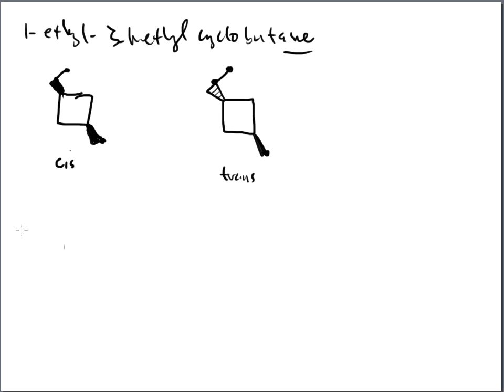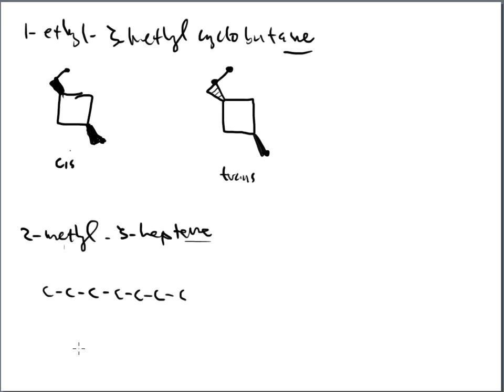All right, so the next one is 2-methyl 3-heptene. All right, so heptene is 7 carbons. 1, 2, 3, 4, 5, 6, 7. That's how I'm going to start this. On carbon number 3, I have the ene group, which is my double bond. So 1, 2, 3, there's my double bond. And then on carbon number 2, I've got a methyl group.